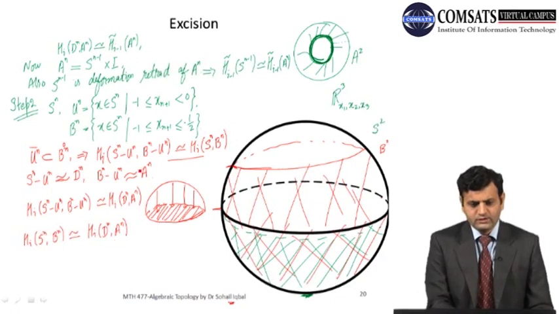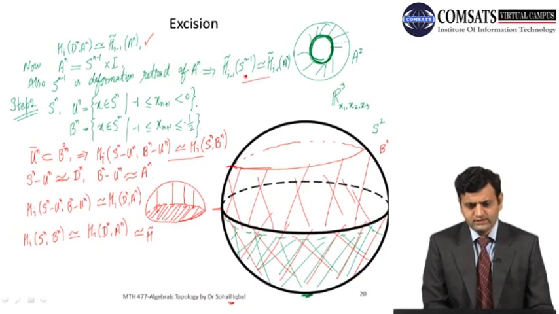Okay, now also from here we can say that this is isomorphic to the reduced homology, so we can say that it is the reduced homology H_{i-1} of S^{n-1}.